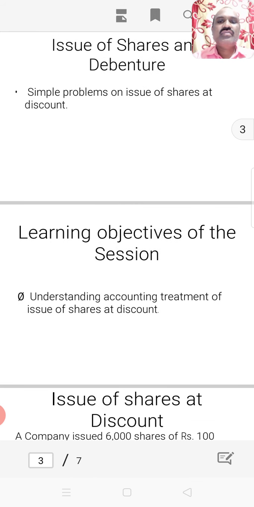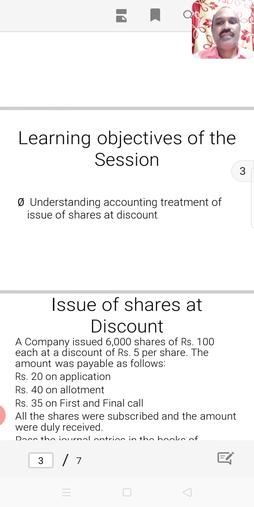The learning objective of this session is to help you understand how accounting treatments are made when shares are issued at the discount price, that is, the price which is less than the face value or original price.